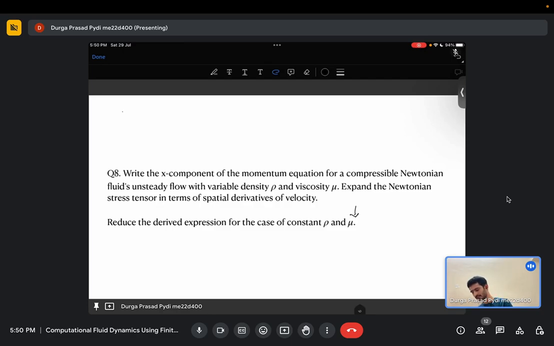So essentially what I'm asking you to do is, you have rho times du by dt, which should be equal to the sum of all forces acting on your fluid element. That will essentially give you minus del p del x, plus some terms because of the shear stress.